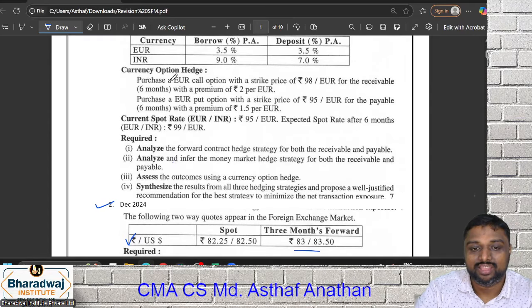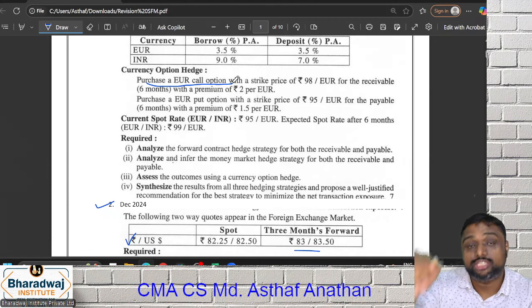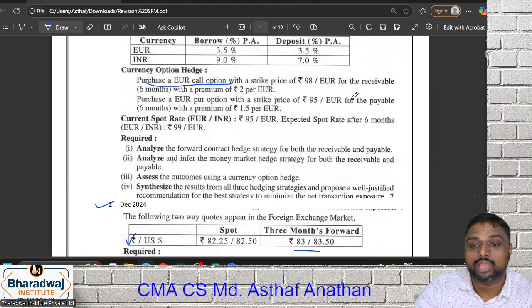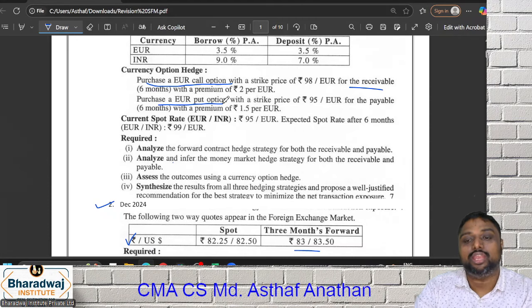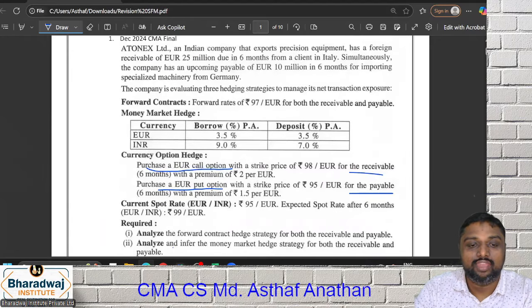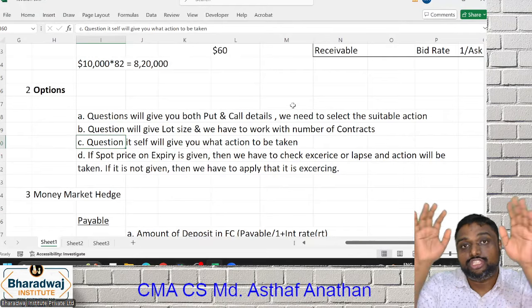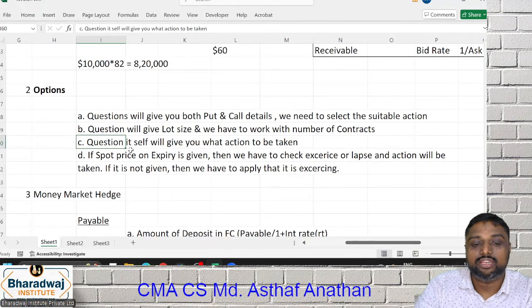Yes, here it is. Purchase a European call option. That is the question itself telling you to take a purchase call option for a receivable. Here, purchase a put option for a payable. This came in the December exam. That is, the question itself will tell you what action you have to take.